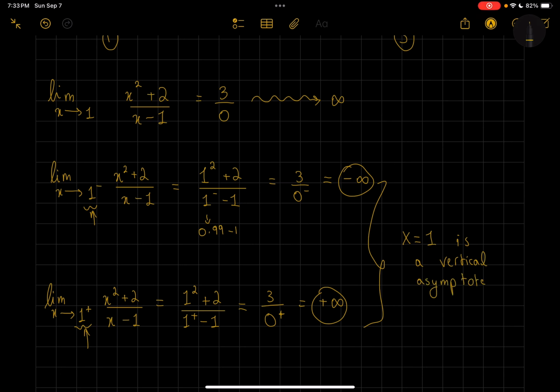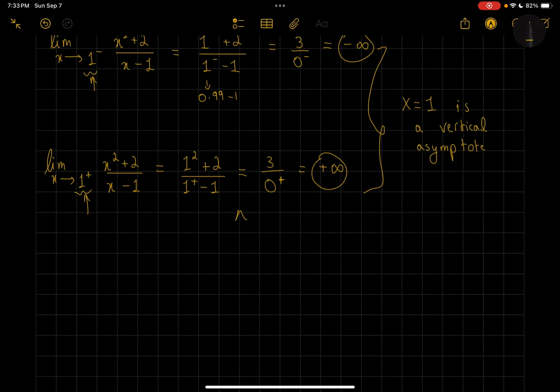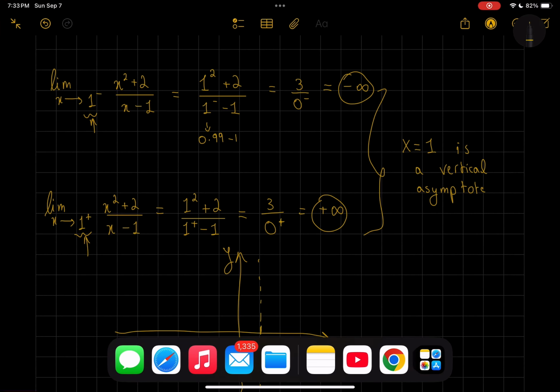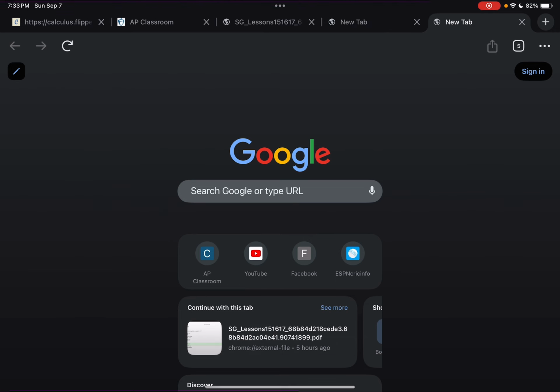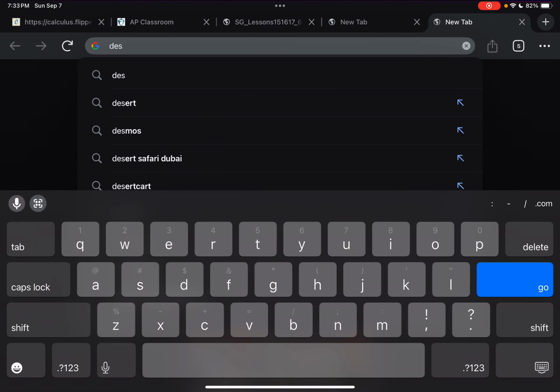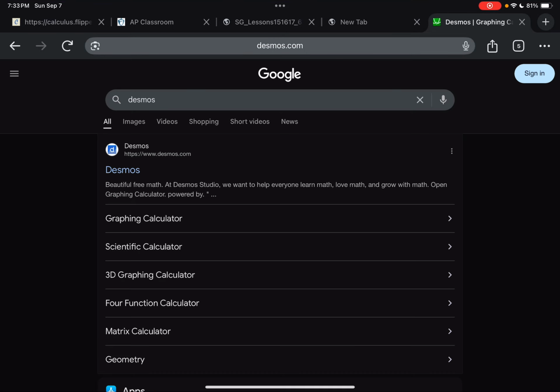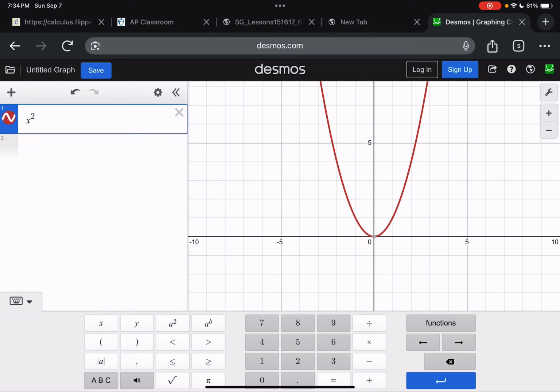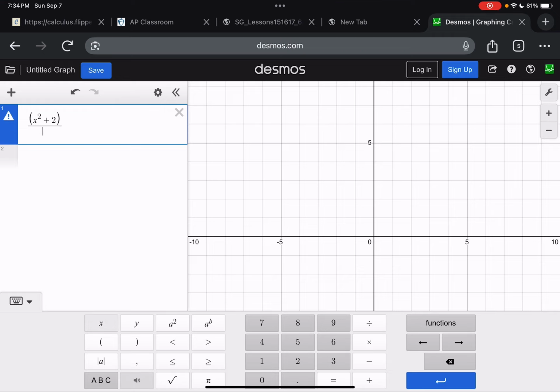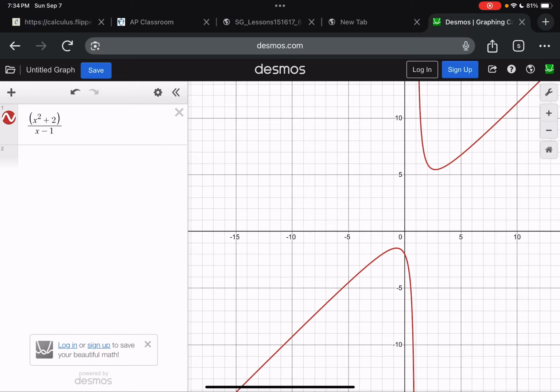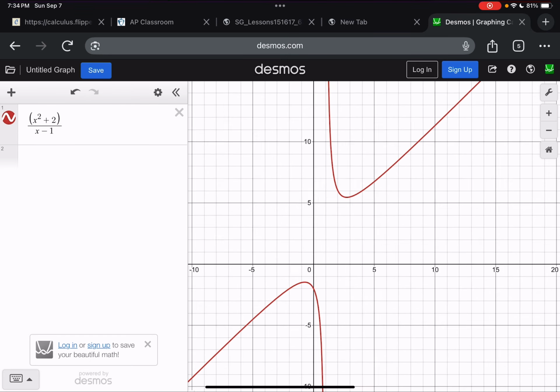And the meaning of the word vertical asymptote, it means like if we are going to draw the function itself, at x is equal to 1, there's going to be a blockage. And I will show you just right now what it means. So x squared plus 2 over x minus 1. So you can go to Desmos and type in x squared plus 2 over x minus 1.